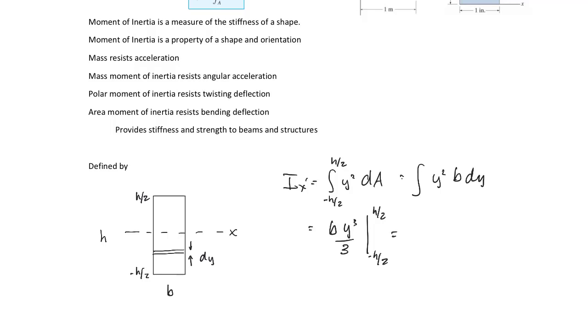So when I plug those in and evaluate that, I get the moment of inertia about that axis is equal to bh cubed over 12. Now that is a takeaway expression. bh cubed over 12 is the expression for the area moment of inertia of a rectangle about its centroidal axis. And we're going to talk about the centroidal axis in just a little bit.